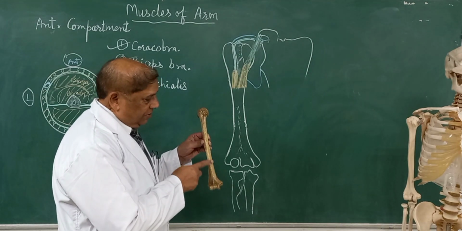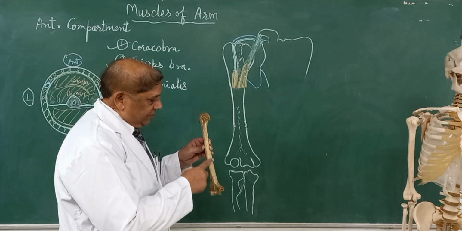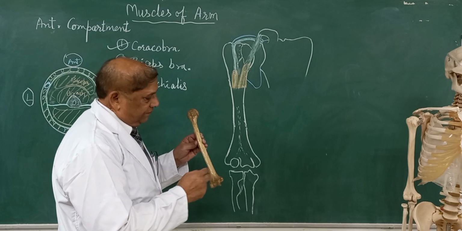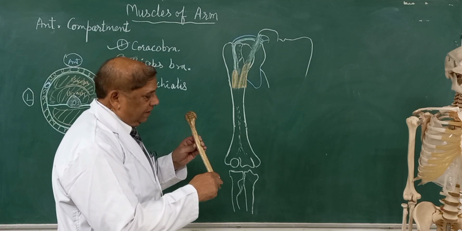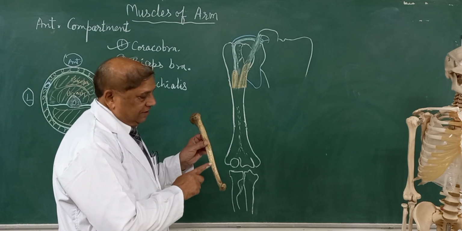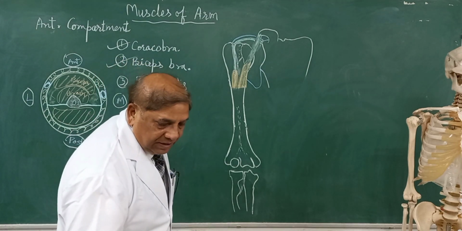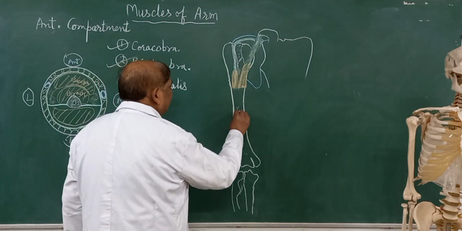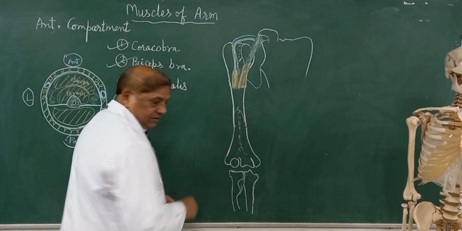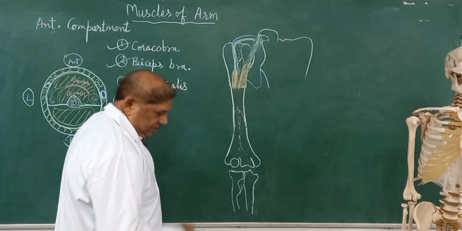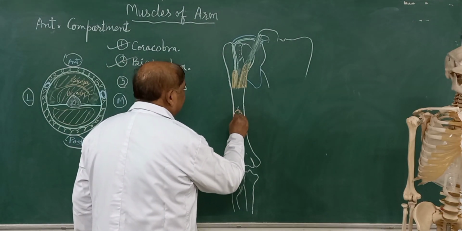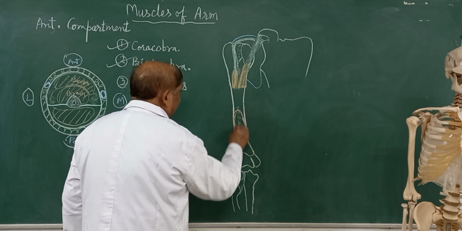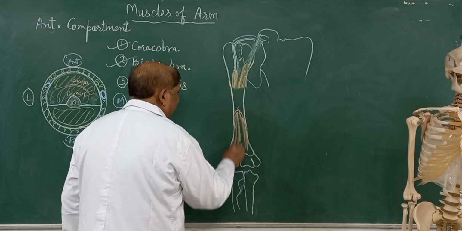Now this is the anterior border in the lower half, this is the anteromedial surface, this is the anterolateral surface, and both these surfaces, which lie between the medial supracondylar ridge and the lateral supracondylar ridge, give origin to this muscle. The origin is fleshy here. It is taking origin from the anterolateral as well as from the anteromedial aspect. This is the origin of the muscle brachialis.